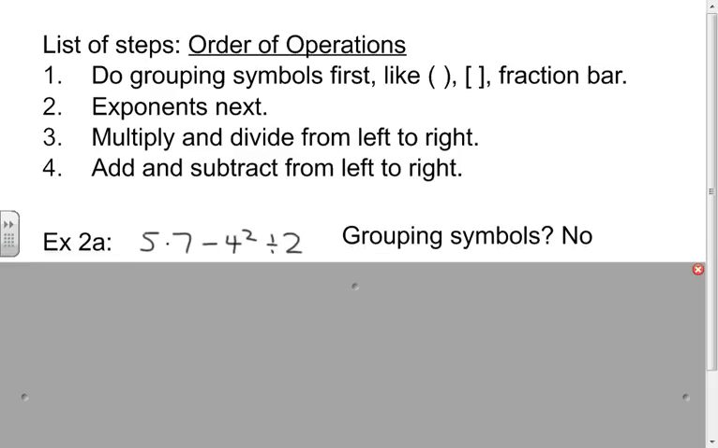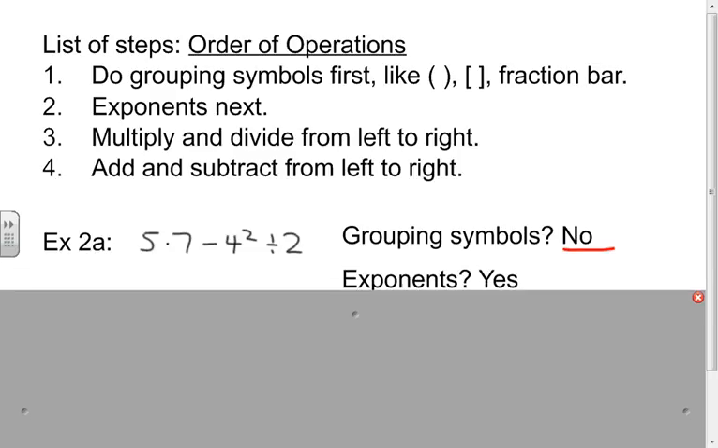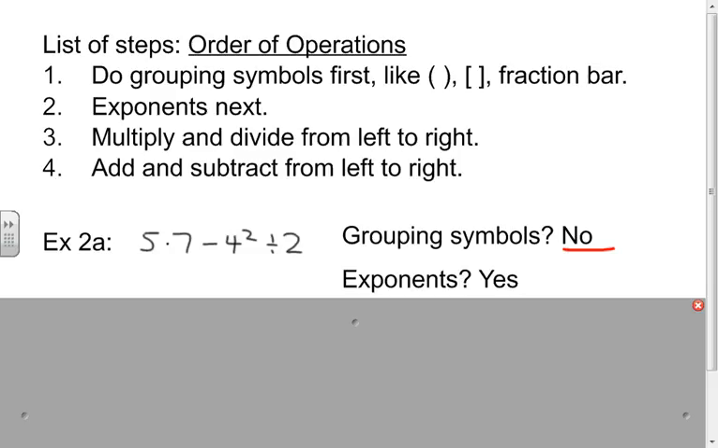Example 2a, 5 times 7 minus 4 squared divided by 2. There's lots of stuff in there. There's a multiplication, there's a subtraction, there's an exponent, there's a division. So, the first step in the order of operations was grouping symbols. Do I have any grouping symbols here in this problem? No, I don't. So I move on to number 2, and I look for exponents. Are there any exponents? Yes, there are. So I do the exponent next, and 4 squared becomes 16. Everything else stays the same.